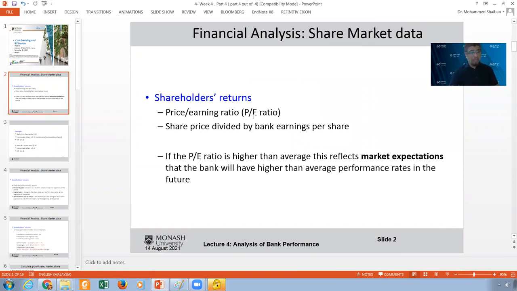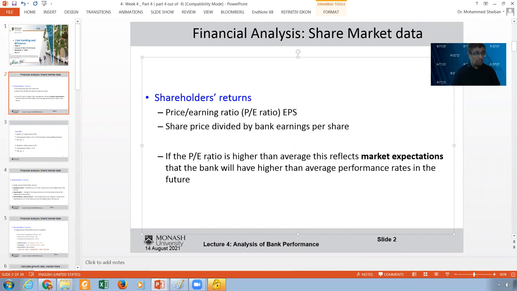And when the price to the earning is high, that means there is a potential, as I will explain in a minute now. Share price divided by bank earnings per share. So we know that the earning is actually the EPS, which is earning per share, the net income divided by the outstanding shares.